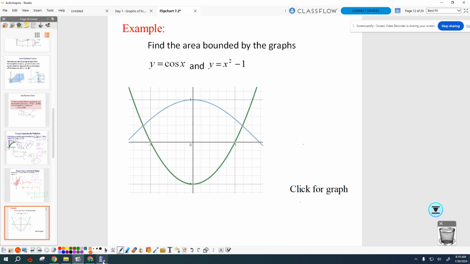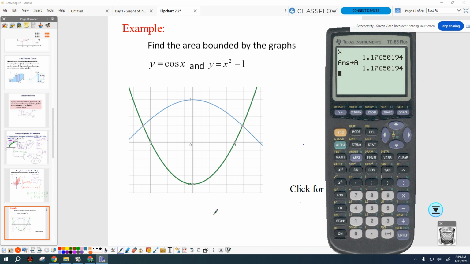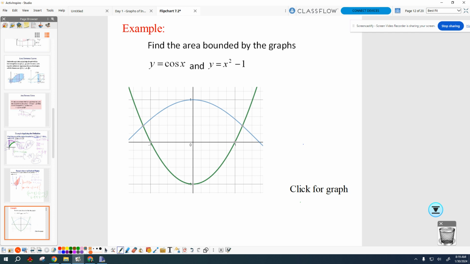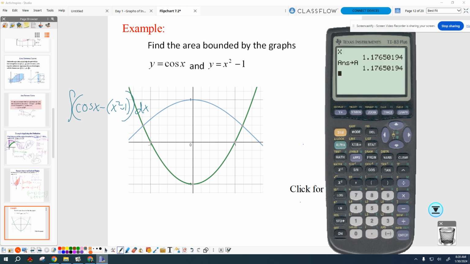So there's my graph. What do I need to set up to find the area between the blue and the green? Blue minus the green: cosine x minus x squared minus 1. From where to where? Negative that number to positive that.